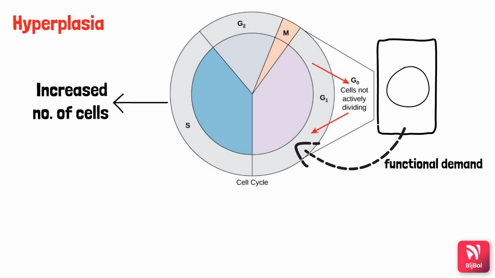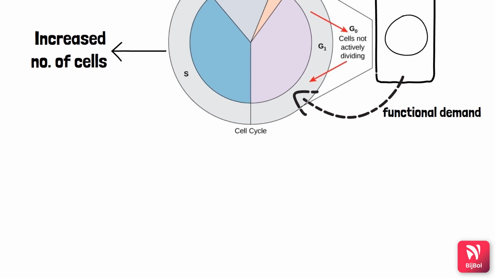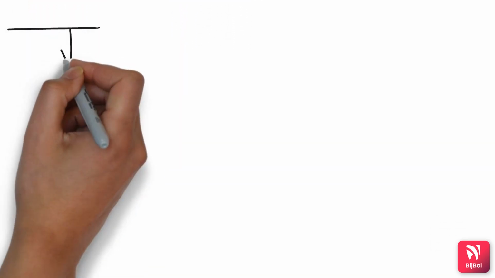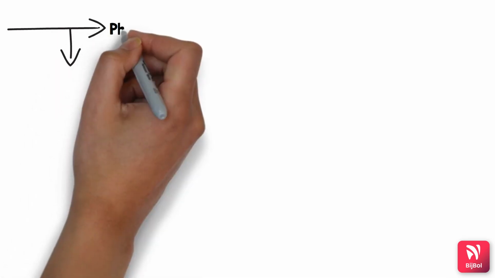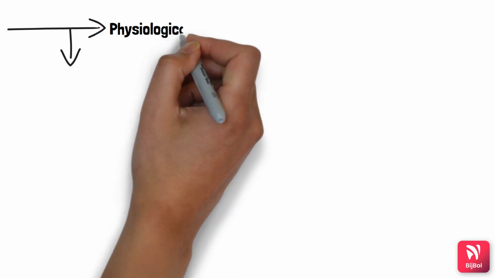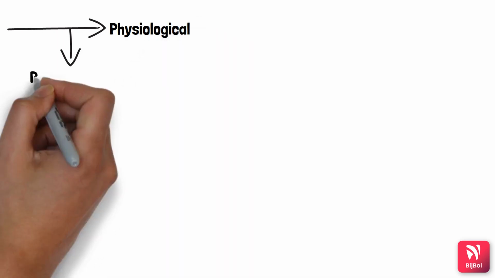So this hyperplasia can occur only in dividing cells, that is in labile cells and in stable cells, but not in permanent cells. Neurons, cardiac and skeletal muscle cannot undergo hyperplasia. So even hyperplasia will have some physiological causes and pathological causes: physiologic hyperplasia and pathologic hyperplasia.